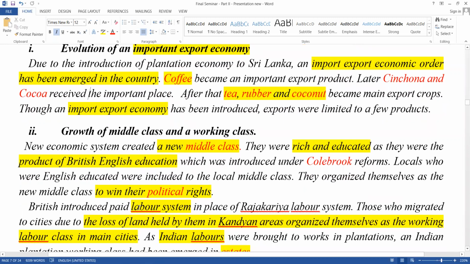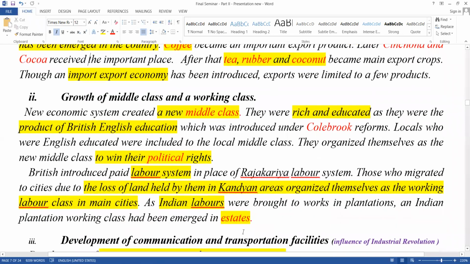I explained how the labor class was formed, no? Those Sri Lankans who did not like to work in plantations migrated to cities. In cities, there were some odd jobs, loading and unloading goods to the market and to carts, washing clothes, and printing paper. So those people formed the working labor class. Those who lost their land in the Kandyan areas organized themselves as a working labor class in main cities. Even Indian labor class came and worked in estates.